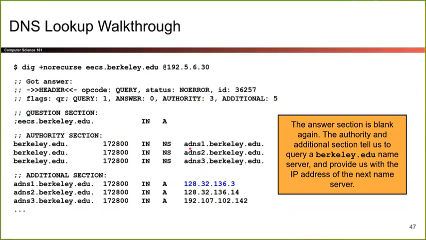So the authority section said, here's a Berkeley edu name server you can use. It has this domain, and the additional section says this domain has this IP address. So again, I have been directed to someone else who can help. This one is 128.32.136.3. Again, there are multiple Berkeley edu name servers, so let's just pick one. And let's pick this one.